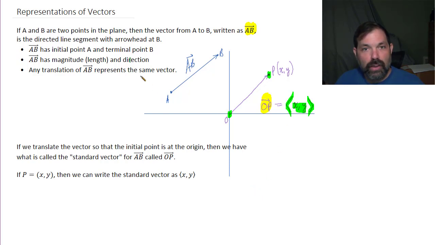Okay, so something to be very careful about. Remember that if I write parentheses, this is an ordered pair.